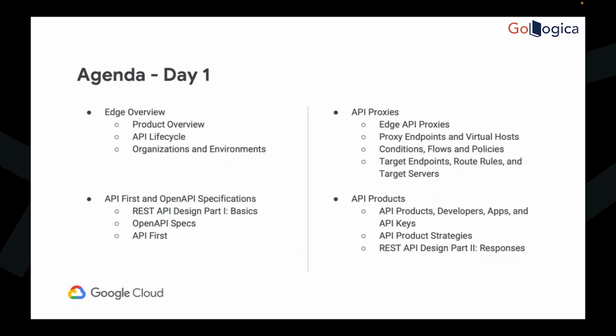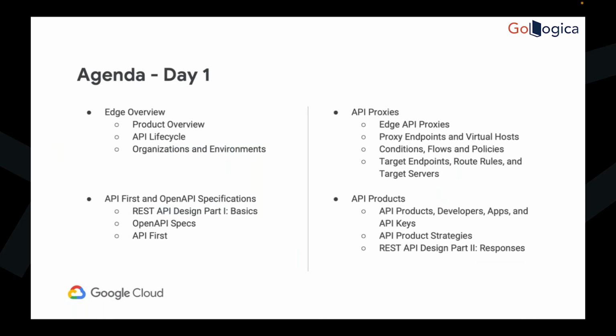And then from chapter number 3, we will move to APG Edge. So we'll understand the basics of API proxies. We will understand what is a proxy endpoint, what is a virtual host, what are condition flows and policies, and what is the target endpoint, route rule, target servers, all these concepts. So we'll understand all these concepts, and our lab also will start from this APG Edge.